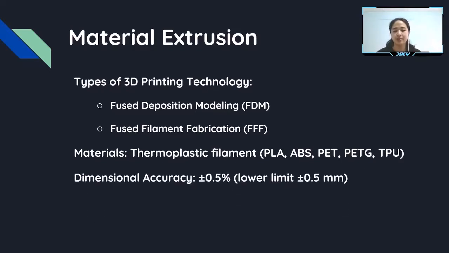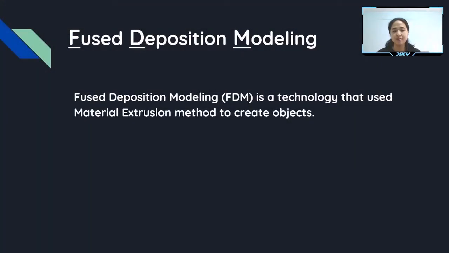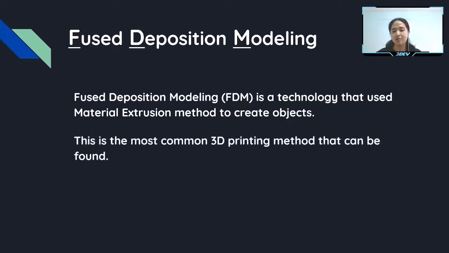Normally the dimension accuracy will be around 0.5%, and the common applications are electrical housing, form and fit testing, jigs and fixtures, and many more. So fused deposition modeling is a 3D printing technology that is widely used to create an object. This is the most common 3D printing method that you can find.